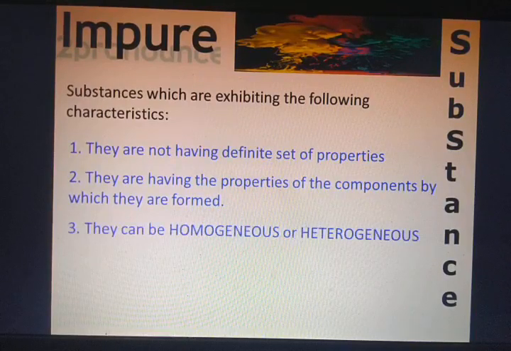The third is, an impure substance can be homogeneous or heterogeneous. In the previous case, pure substances are homogeneous in nature. But impure substances can be homogeneous, and they can be heterogeneous also. Homogeneous means throughout it is uniform, the same, and heterogeneous means throughout the substance it is not uniform. If one corner of the substance has a high population of a particular component and another side has a deficiency, this imbalance creates a heterogeneous substance.